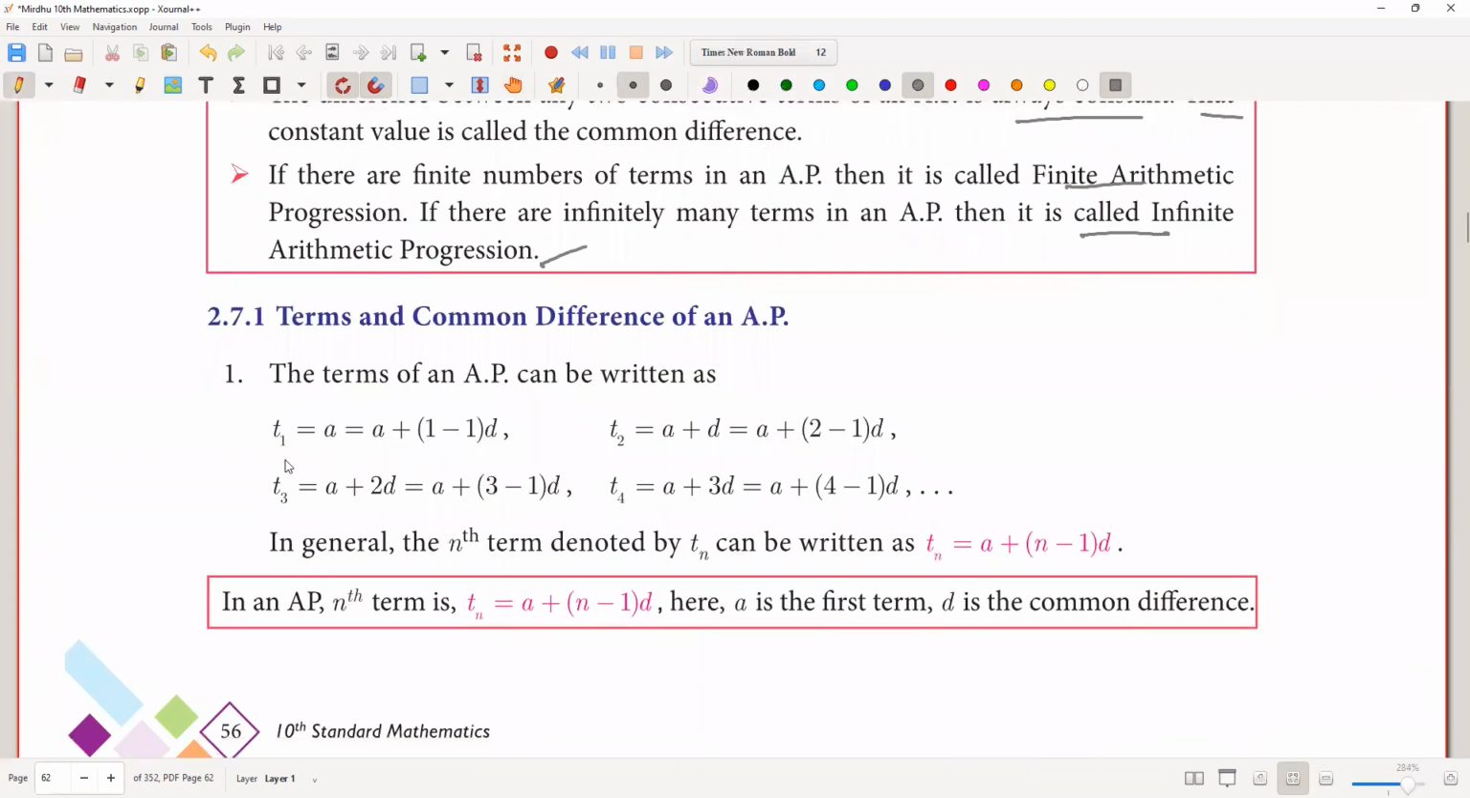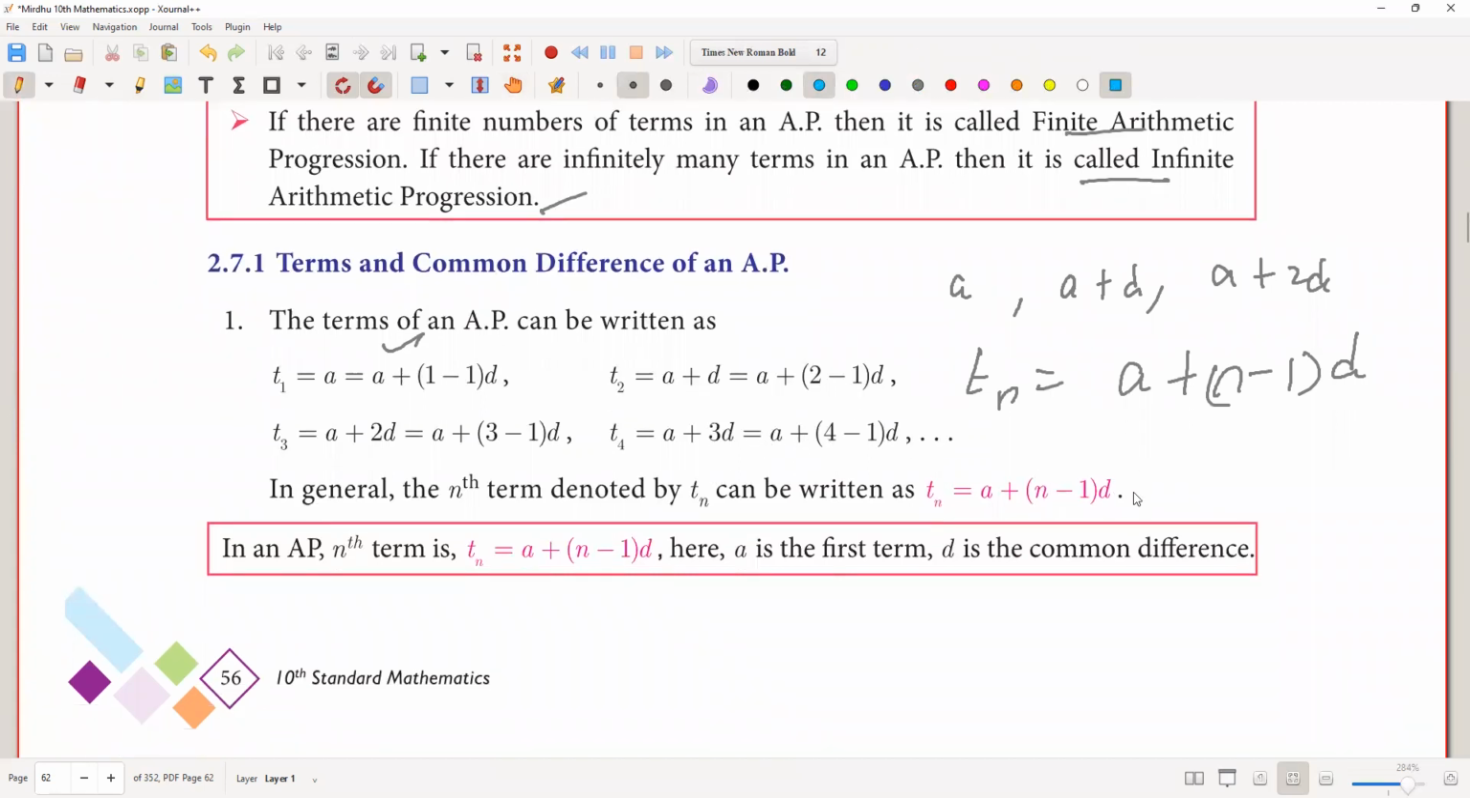Terms and common difference. T1 is A alone. T2 is A plus D. A plus 2D. So the formula is Tn equal to A plus N minus 1 into D. Alright, A plus N minus 1 into D. Okay.